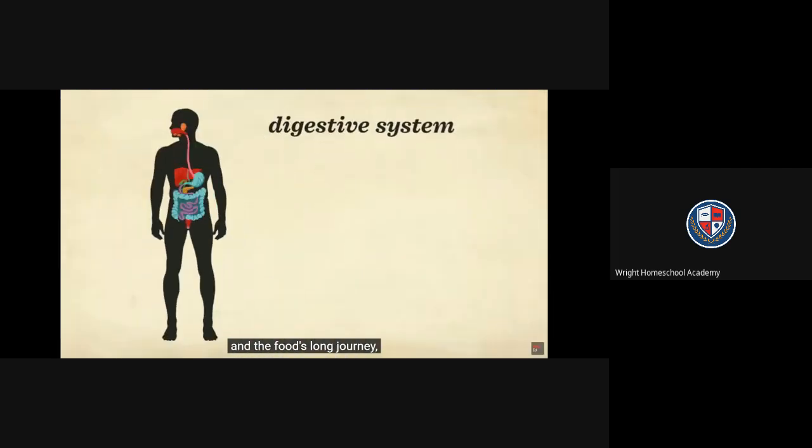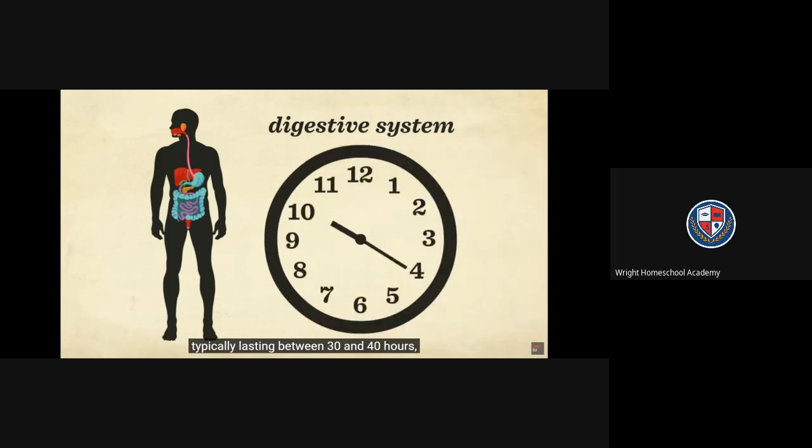The byproducts of digestion exit through the anus, and the food's long journey, typically lasting between 30 and 40 hours, is finally complete.